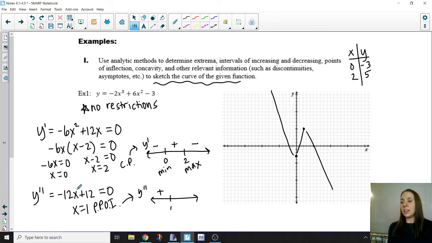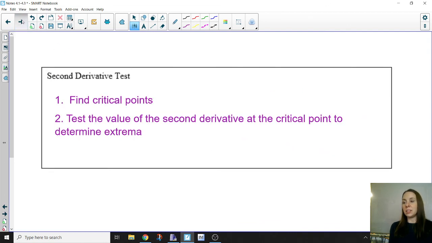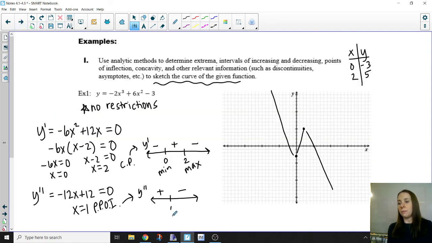Fill that into the second derivative. Think about that. Negative 12 times 2 is negative 24 plus 12. Still negative, right? Negative 24 plus 12 is still negative. So we have a negative on the right of x equals 1. Since the sign of the second derivative did change, it doesn't matter if it goes plus to minus or minus to plus. The concavity test tells us that this point on our number line sign chart is a definite point of inflection, meaning it definitely changes concavity there. So we can call x equals 1 a POI.